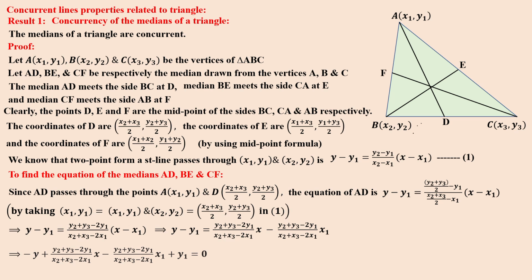Now taking the LCM, right? LCM is x2 plus x3 minus 2 x1. So minus (x2 plus x3 minus 2 x1) into y plus x term (y2 plus y3 minus 2 y1) into x minus (y2 plus y3 minus 2 y1) into x1 plus (x2 plus x3 minus 2 x1) into y1, whole divided by the LCM (x2 plus x3 minus 2 x1). But (x2 plus x3 minus 2 x1), if you cross multiply with the right hand side 0, you will get 0 only. So there will be no denominator, right?